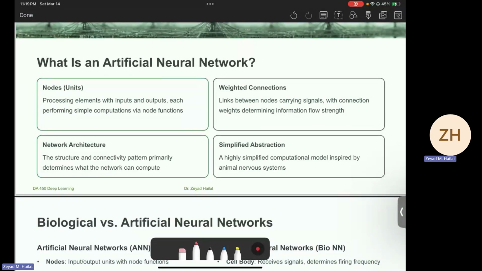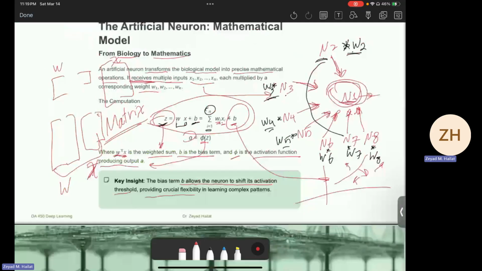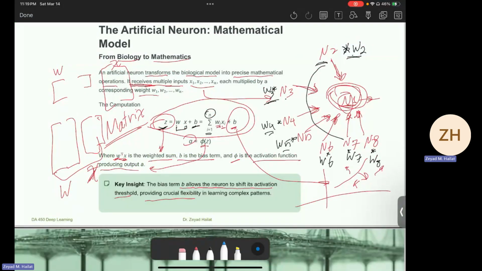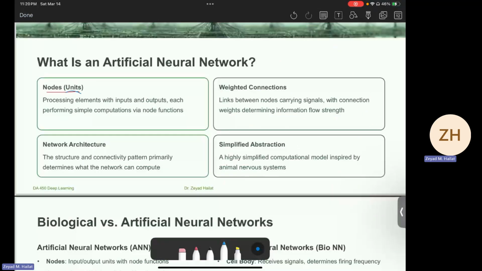Now, what is an artificial neural network? Let's look at it from a different perspective and try to summarize it. We have nodes or units. Remember that we have seen in here, this is one node. Let me just use the blue. This is one node. Each one of these is a node. And these nodes are what we are referring to as units in here.